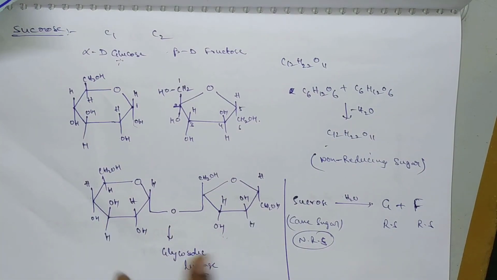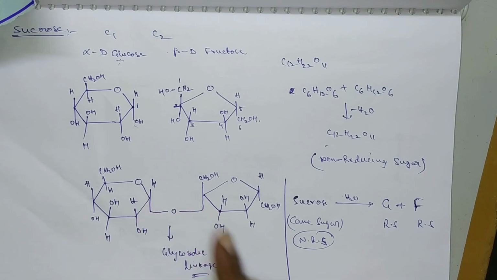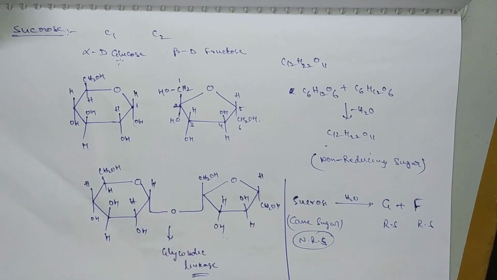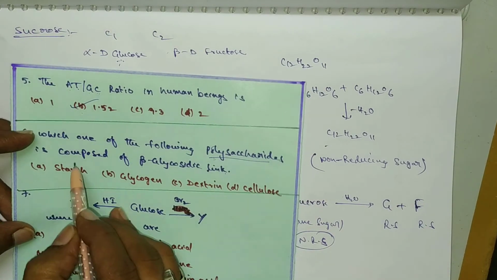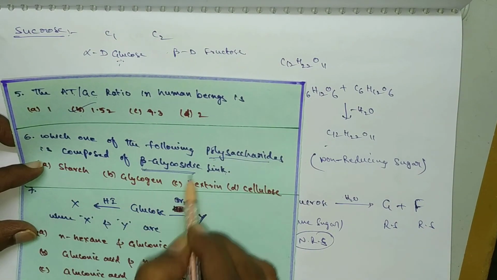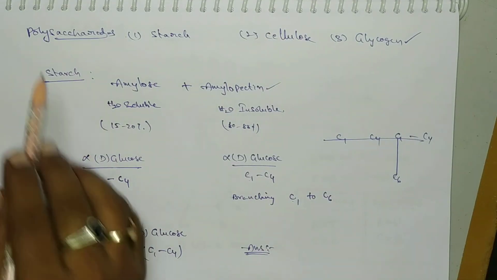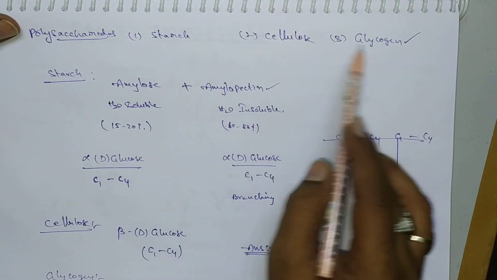So in case of sucrose, there exists a glycosidic linkage. So this is glycosidic linkage. So here he asked to predict the polysaccharide which consists of beta glycosidic linkage. So here the polysaccharides are of mainly three types: starch, cellulose and glycogen.